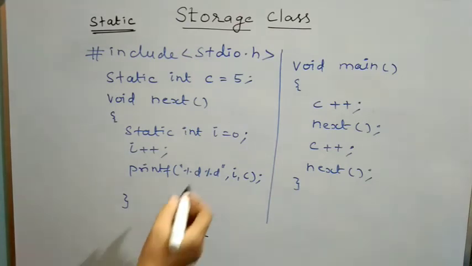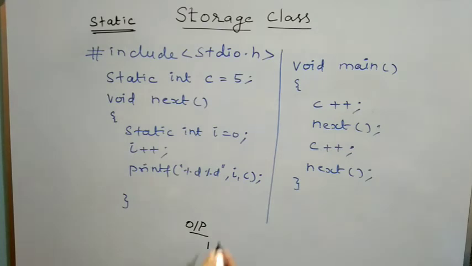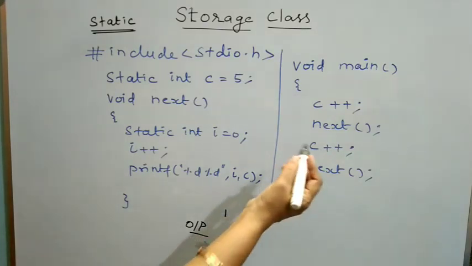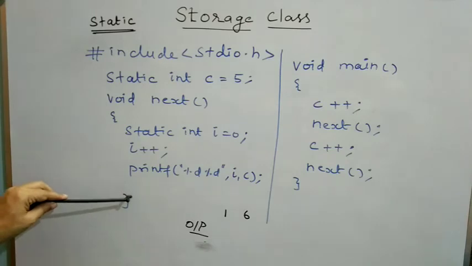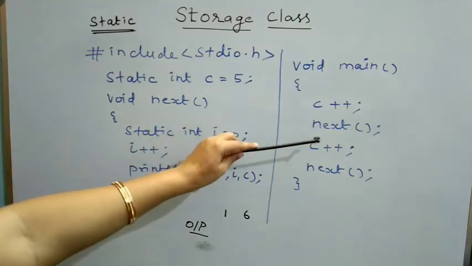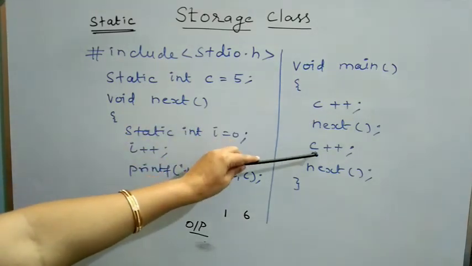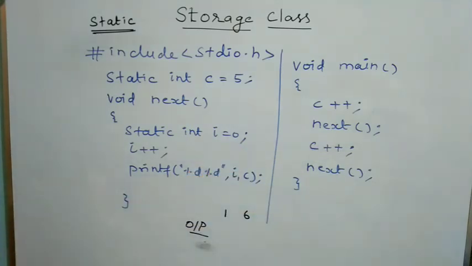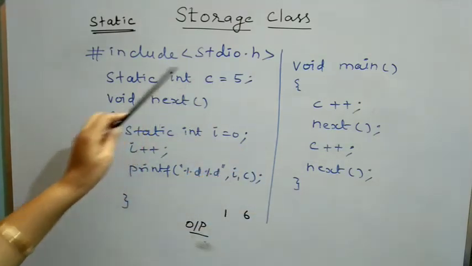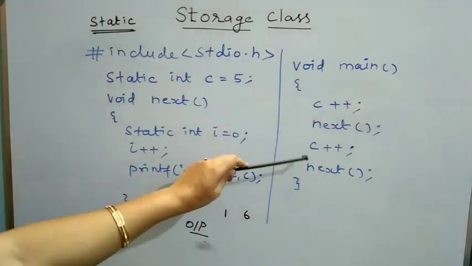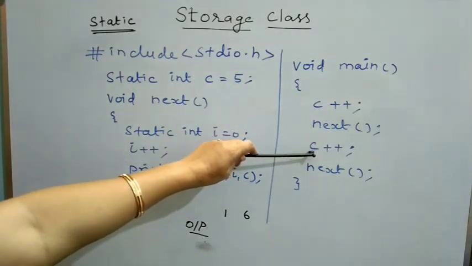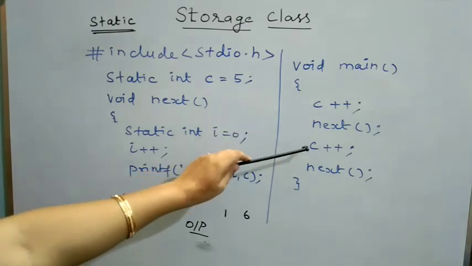What is the value of i? i is 1. And what is the value of c? The value of c is 6. Then from the function next, the control returns to the statement after the function call. Now c is incremented by 1. Since c is a static variable, its value is retained across the function call. So c becomes 7 now.